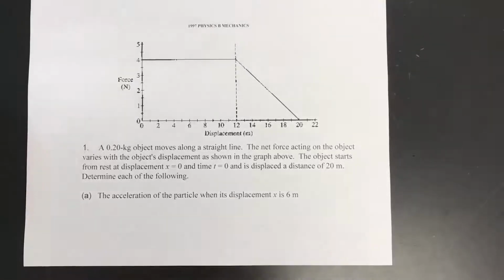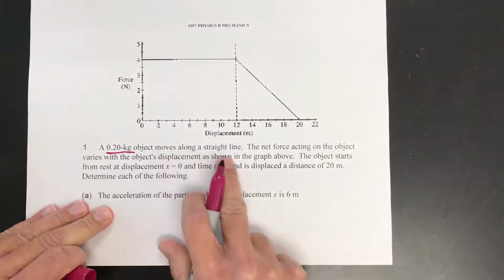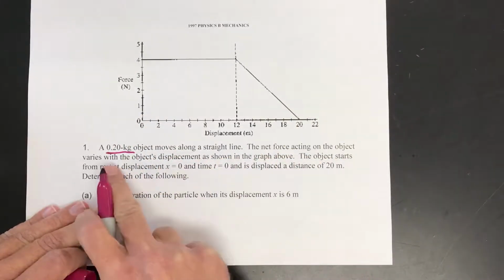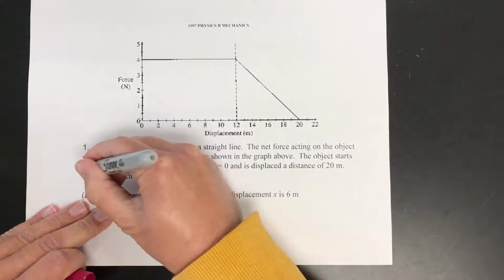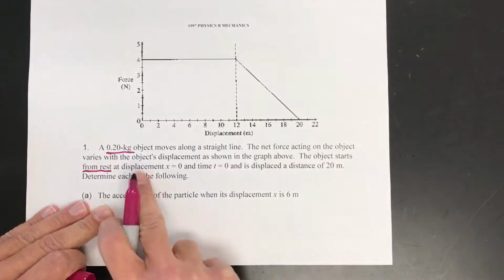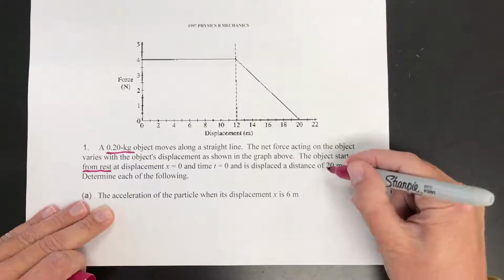So this is 1997, number 1 for your response. It says here that a 0.2 kilogram object, so that's probably important, moves along in a straight line. The net force acting on the object varies with the object displacement as shown in the graph above. The object starts from rest, so that is really important, at displacement x equals 0 and at time t equals 0 and is displaced a distance of 20 meters.